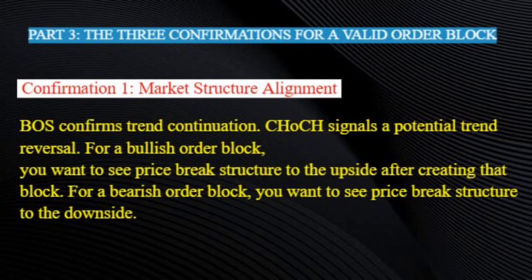Confirmation 1. Market structure alignment. First, you need a break of structure, BOS, or a change of character, CHOCH. BOS confirms trend continuation. CHOCH signals a potential trend reversal. For a bullish order block, you want to see price break structure to the upside after creating that block. For a bearish order block, you want to see price break structure to the downside.